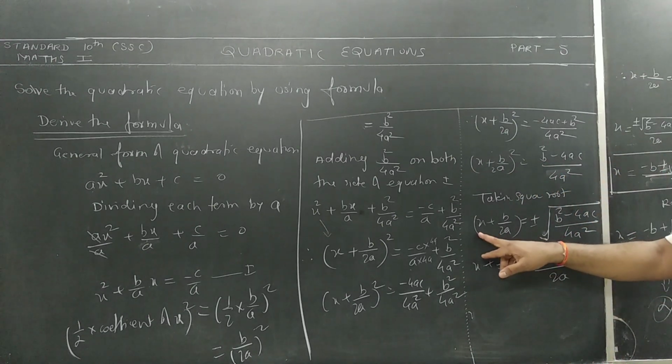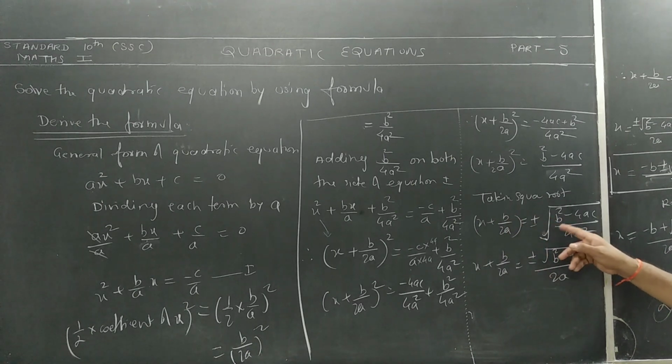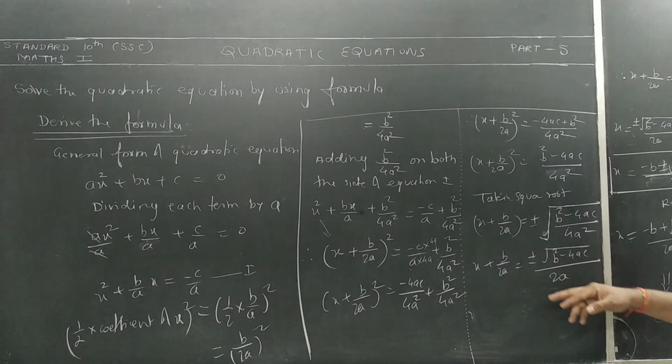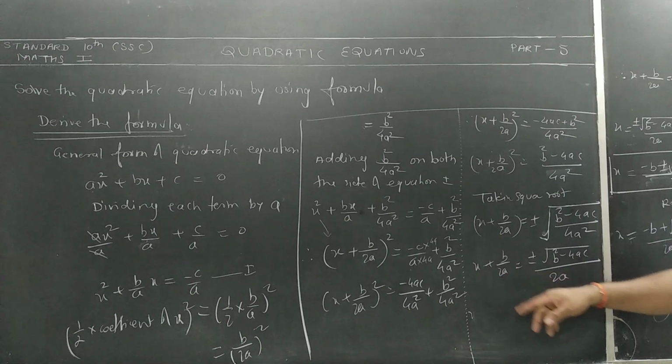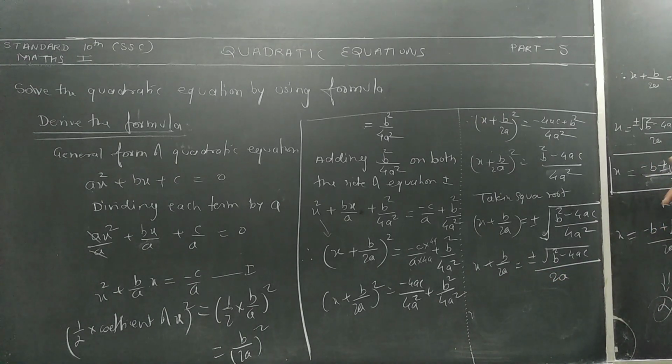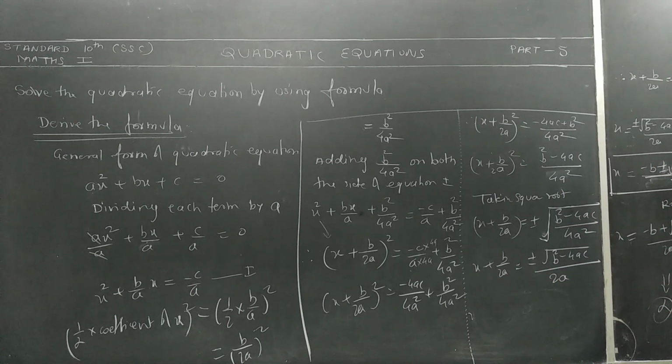We took the root. What did we get? x plus b upon 2a is equal to plus or minus root of b square minus 4ac upon 4a square. So this is the answer. What did we get now at last? x is equal to minus b plus or minus root of b square minus 4ac upon 2a.